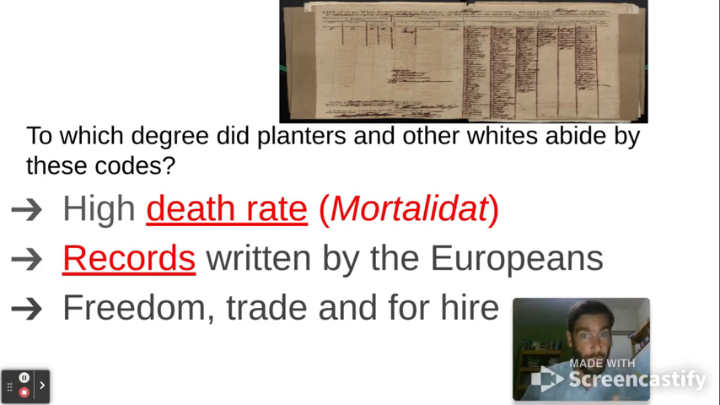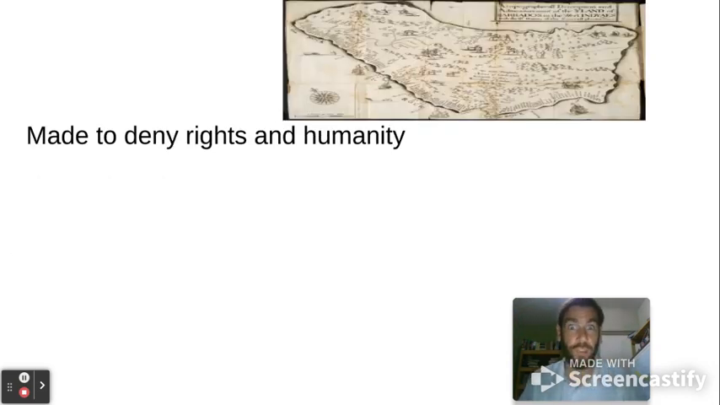British, Spanish, French, Dutch slave laws. The real situation on the island was very different from the slave laws. They had a certain influence on how the slaves were treated, but the real situation was different. That we know for sure. But the slave laws were at the core made to deny the rights and humanity of the slaves.